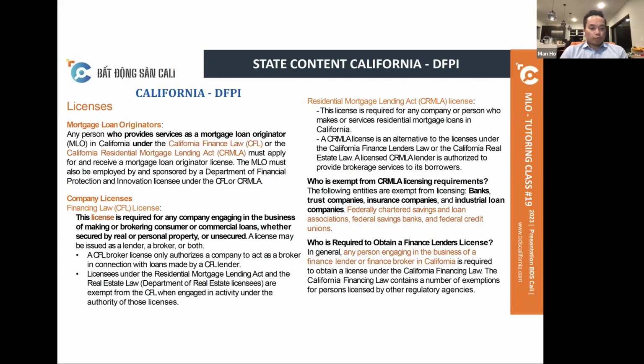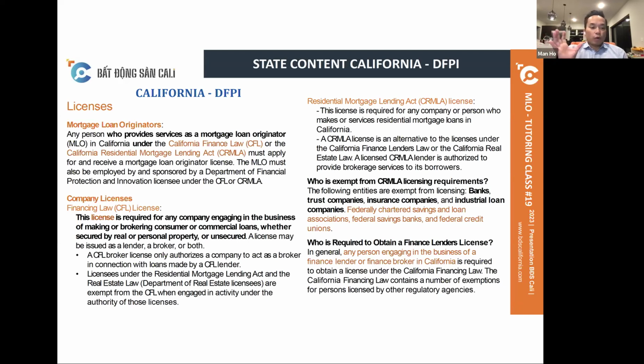So, company licenses. The mortgage loan originator license is the one that you work under with the DRE or the DFPI. But the company license, the California Financial Law license, CFL, is required for any company engaging in the business of brokering consumer or commercial loans, whether secured by real or personal property or unsecured. A license may be issued as a lender, a broker, or both, but not an individual.